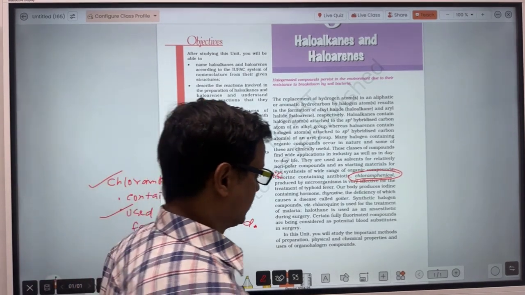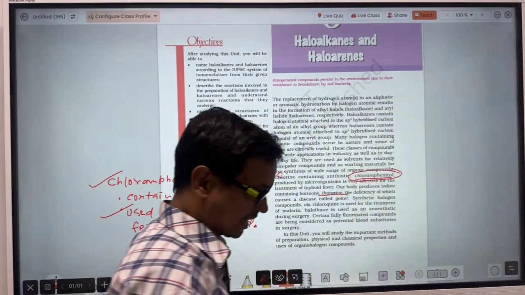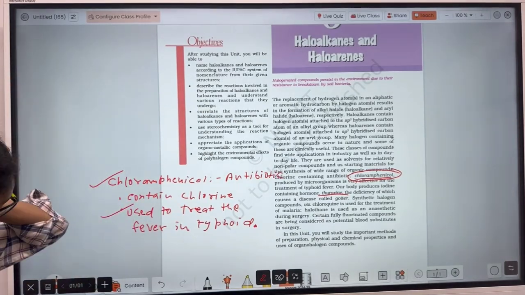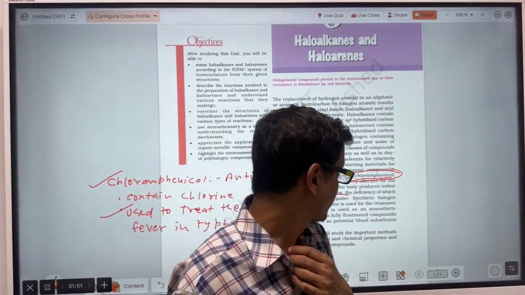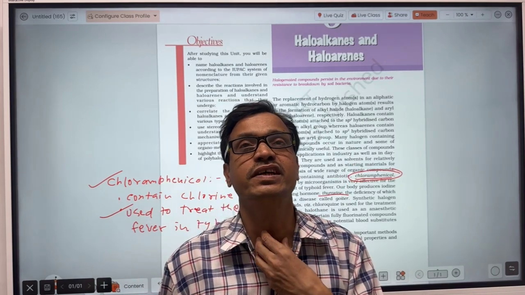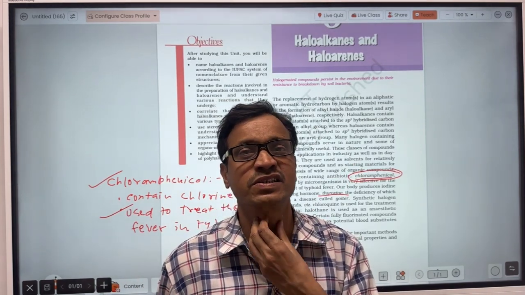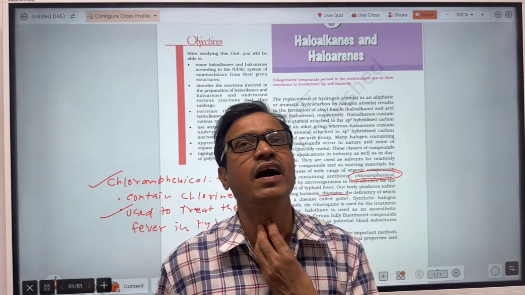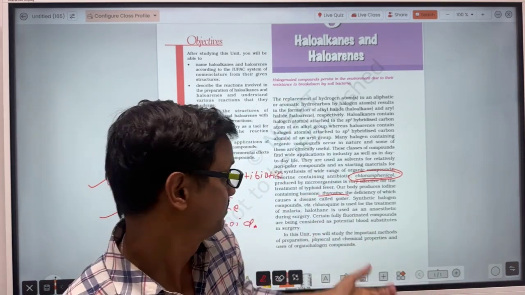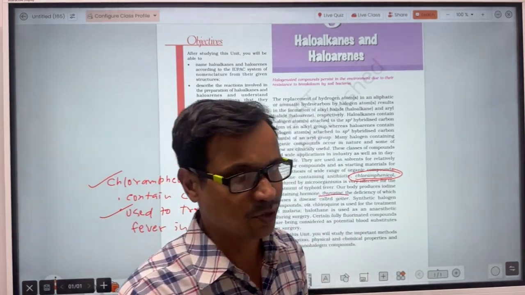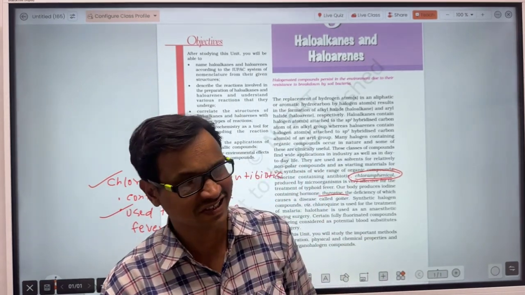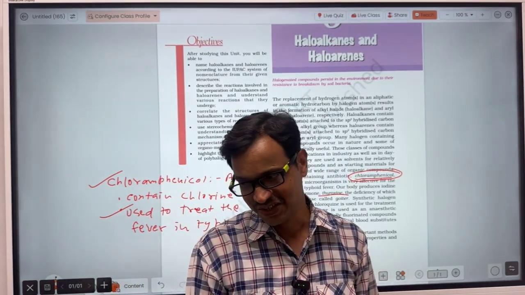That is chloramphenicol. Then next is iodine and the thyroxine hormone. Here in the neck region there is the thyroid gland, and the hormone released by the thyroid gland is thyroxine, and that thyroxine hormone contains iodine.